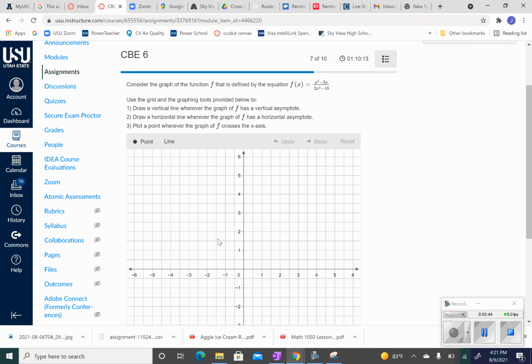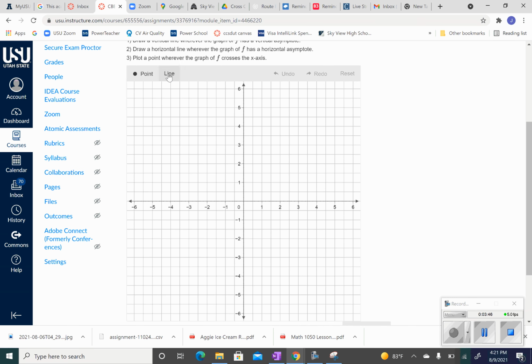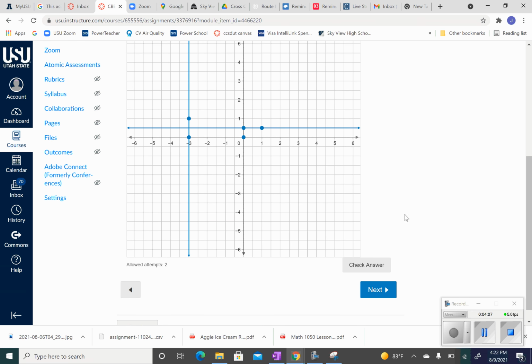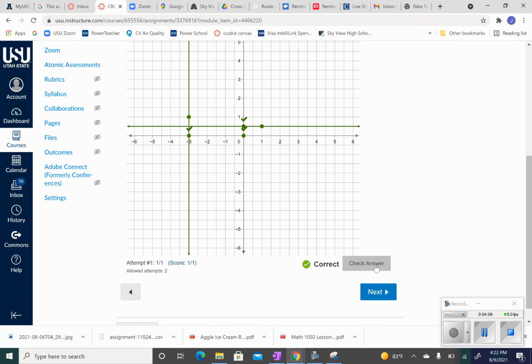So x equals -3, there's a line. So we're going to do a line. Okay, and then there's also one at y equals a half. Be a half right there. And there's a point, we said it crossed at 0, 0. So I think that's everything. Okay, looks good.